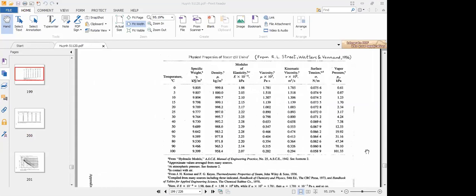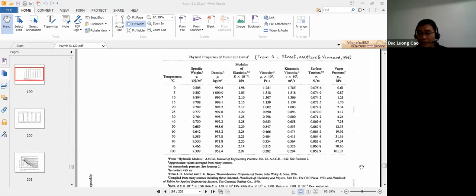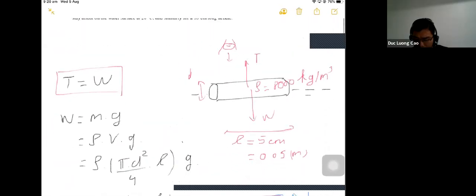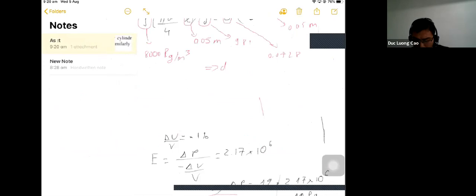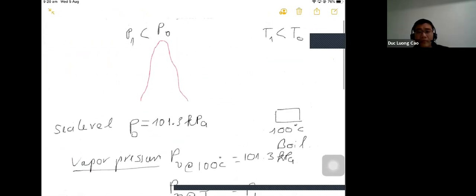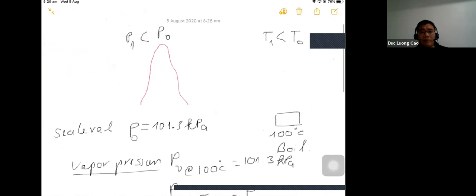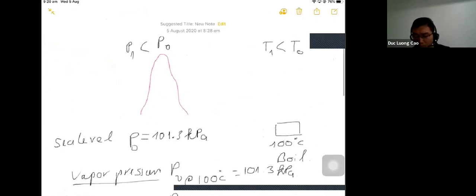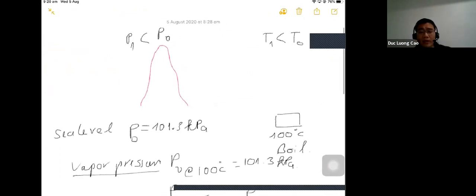Sorry, how do we find the vapor pressure that we're looking for? Vapor pressure, as I said at the beginning. Vapor pressure at 100 Celsius is 101.3, which is ambient pressure. When we go up, temperature decreases and pressure decreases.